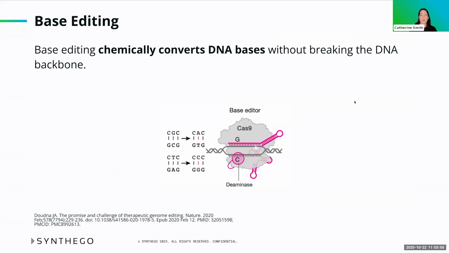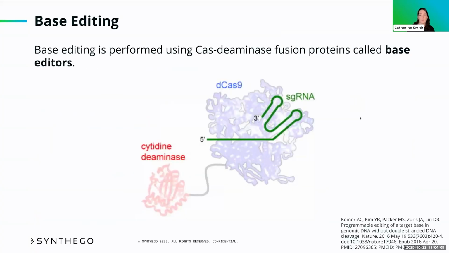Base editing is a CRISPR technology that allows for the editing of individual DNA bases without double-stranded breaks. Base editing is performed using base editors, which are comprised of Cas variants fused to deaminases. The base editor shown here is the first base editor to be developed. This work was published almost 10 years ago in 2016.